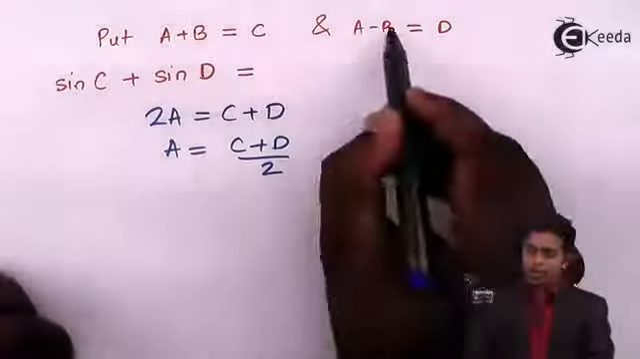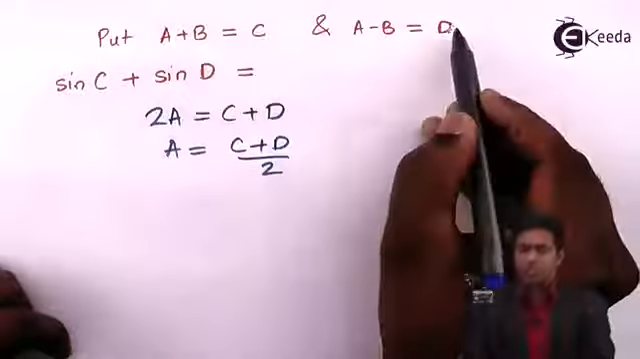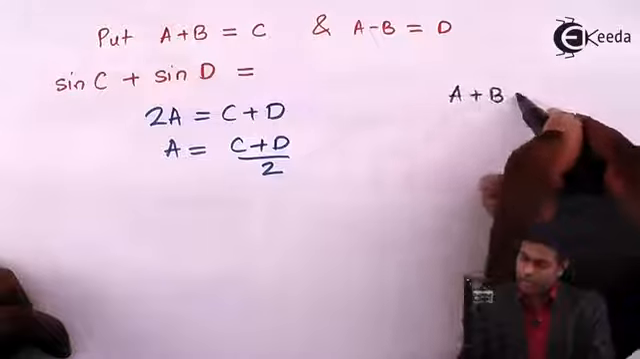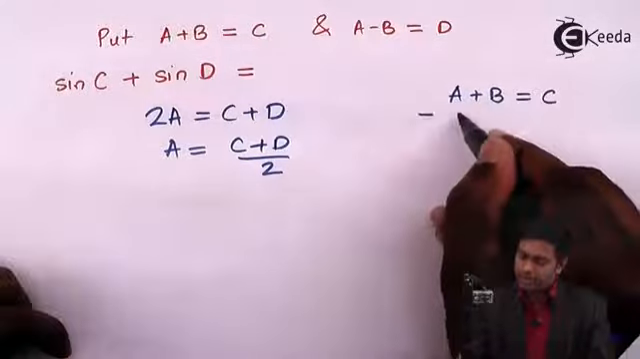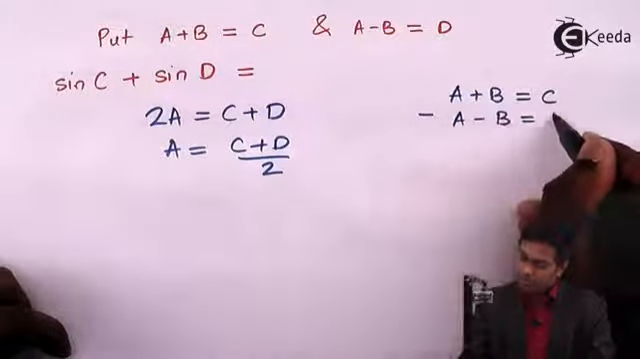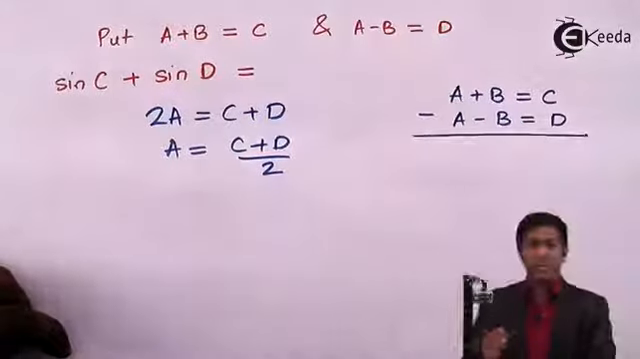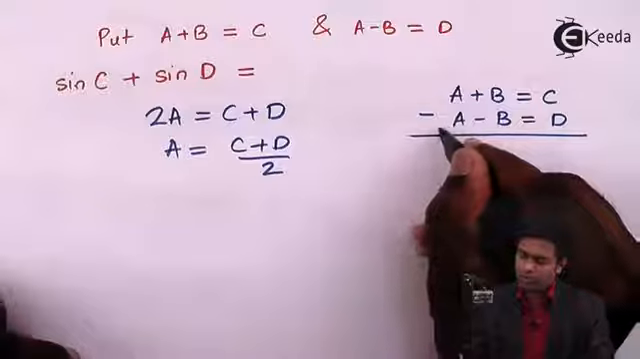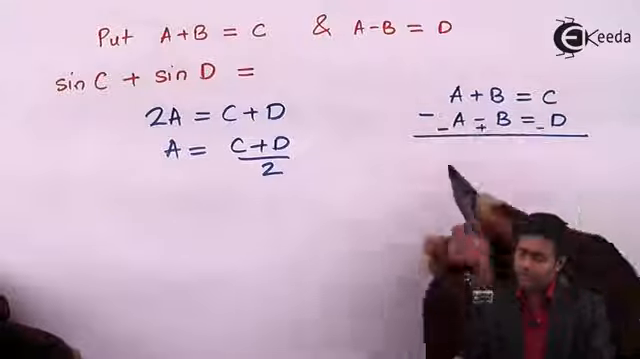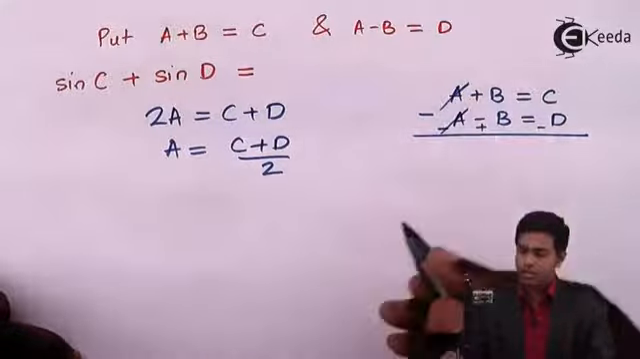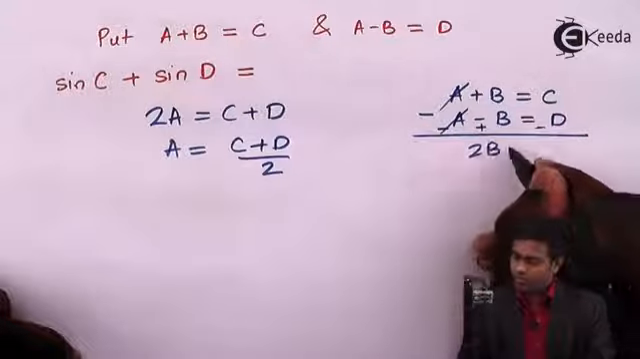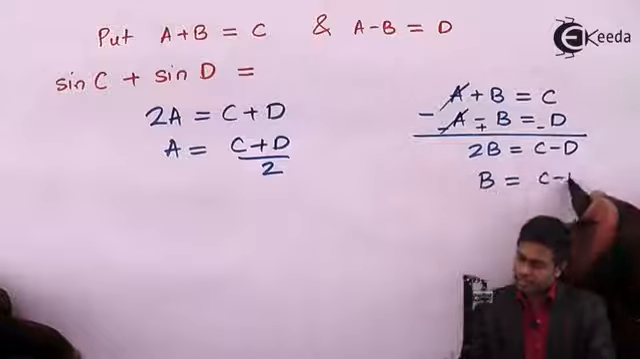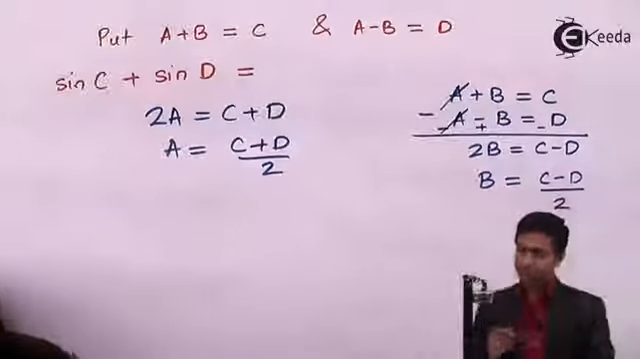Now to get the value of B, we will subtract these 2 equations. Here I will write it down. A plus B equal to C, this is the first equation, minus A minus B equal to D. We know whenever we subtract the equations, the sign of the second equation changes. So this will become negative, positive, negative. So A and negative A will be cancelled. B and B, that is 2B, and here C minus D. So in short, I can say the value of B is C minus D upon 2.